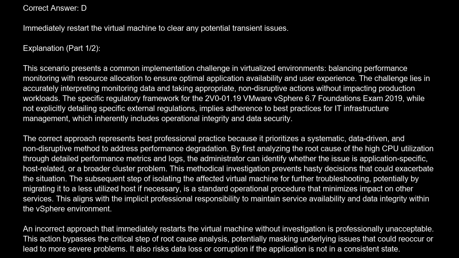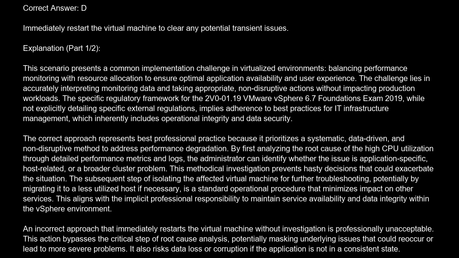The specific regulatory framework for the 2V0-01.19 VMware vSphere 6.7 Foundations Exam 2019, while not explicitly detailing specific external regulations, implies adherence to best practices for IT infrastructure management, which inherently includes operational integrity and data security. The correct approach represents best professional practice because it prioritizes a systematic, data-driven, and non-disruptive method to address performance degradation.